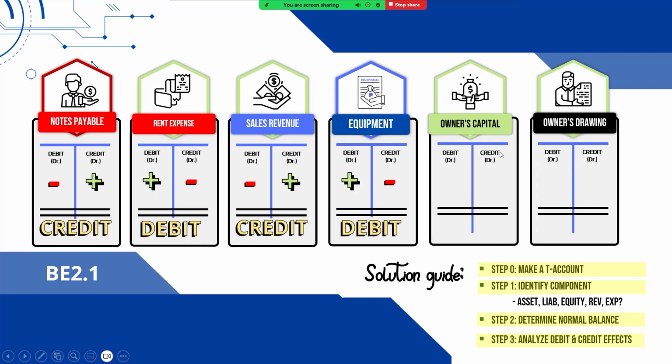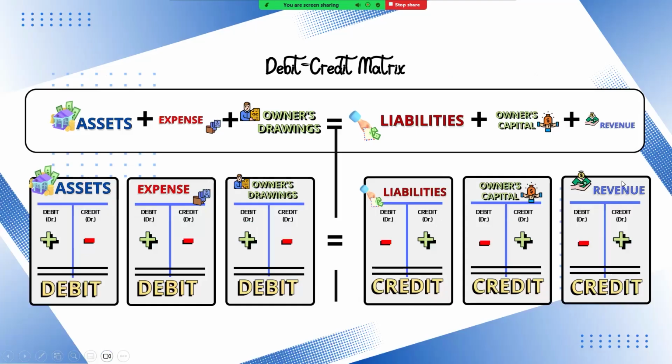Owner's capital will have a normal credit balance, as you may know, and therefore debit will decrease this and credit will increase this. And then finally, owner's drawings is the complete opposite of owner's capital, and therefore that would be a debit. So debit should increase and credit would decrease. With that said, for 2.1, it's really more about practicing the idea that assets, expenses, and owner's drawings have a normal debit balance, while liabilities, owner's capital, and revenue have a normal credit balance.